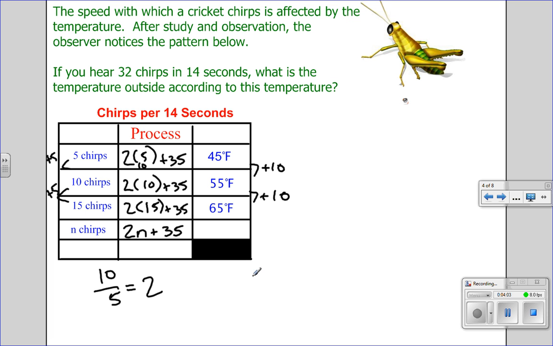So if you hear 32 chirps, you just say 2 times 32 plus 35. That's going to be 64 plus 35, so the temperature would be 99 degrees Fahrenheit.